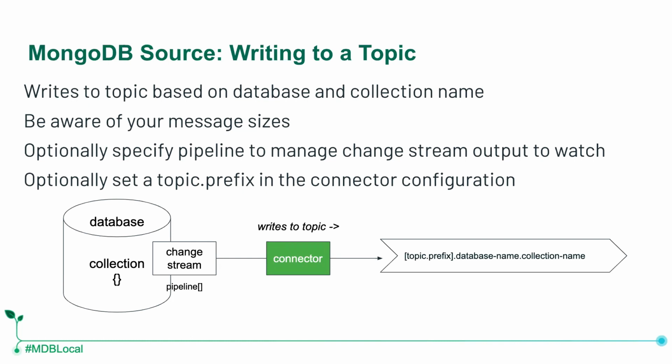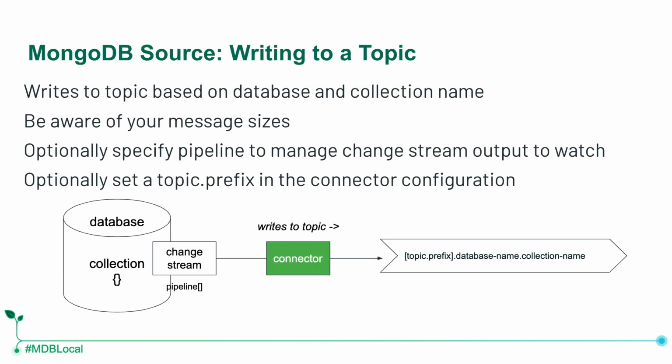MongoDB event messages from change streams are written to topics based on the database and collection name. You can provide a topic prefix string to be used in helping form the topic to which you write your events. Some things to note around message sizes.